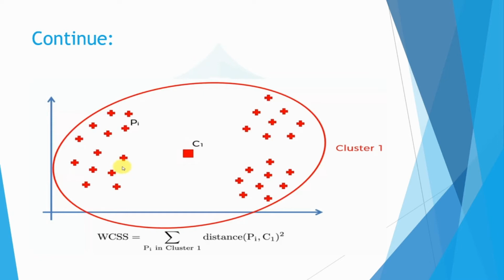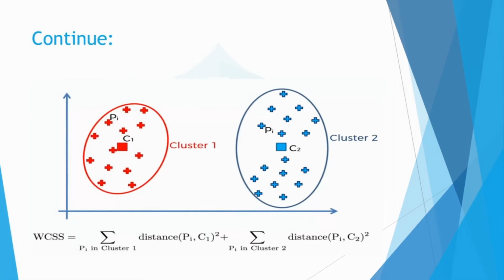So the main concept of WCSS is that to choose the better number of clusters, the WCSS value should be less. If we choose a single cluster, then the distance value will be very large. So to reduce this, we are now going to choose 2 clusters.